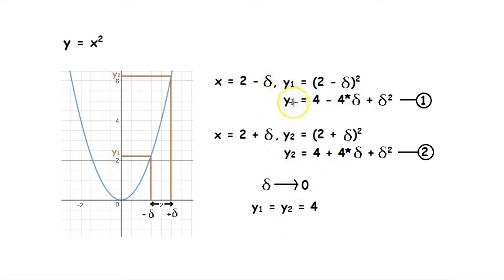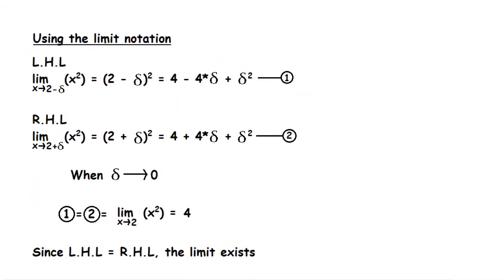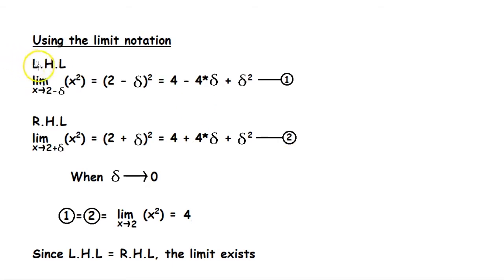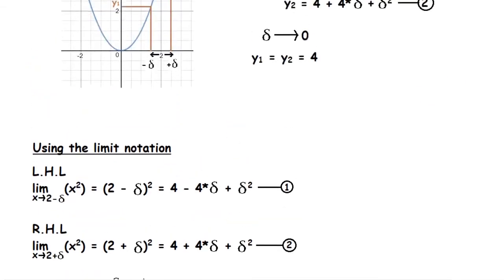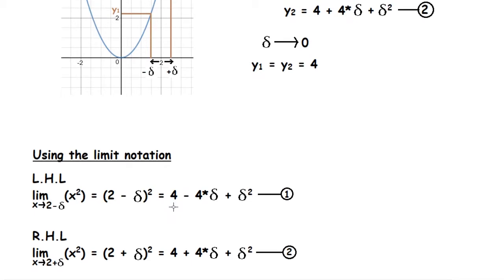We can show this operation using our limit notation. So here we have the left hand limit. Limit of x squared as x tends to 2 minus delta. So this is the left hand limit. So that would be equal to (2 minus delta) whole thing squared, giving us 4 minus 4 delta plus delta squared. So for the second equation, we have the right hand limit.